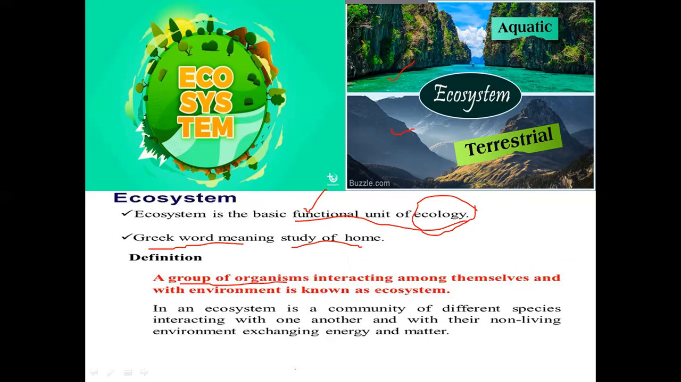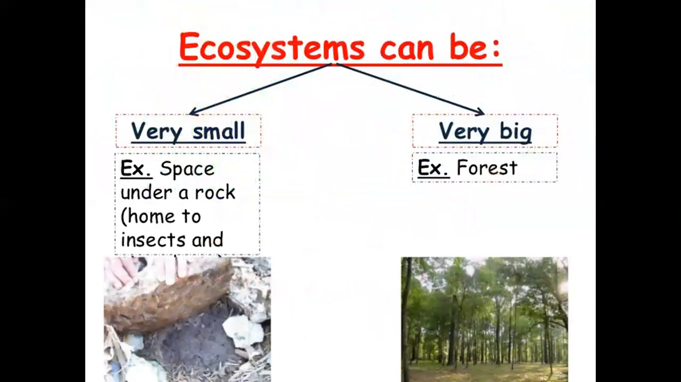So like all living and non-living factors, they interact with one another. An ecosystem can be very small, for example, the space under a rock. Under a rock, a minor space is there, so it can be home to insects and some microorganisms also. Or it can be very big, like this, a forest. This is a very big ecosystem, and this one is the small ecosystem.